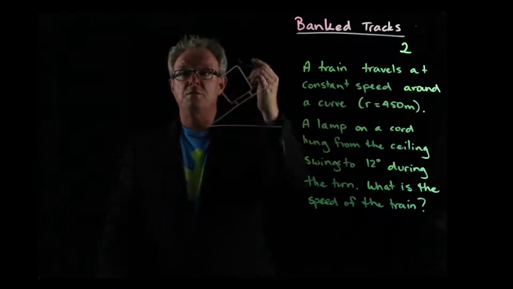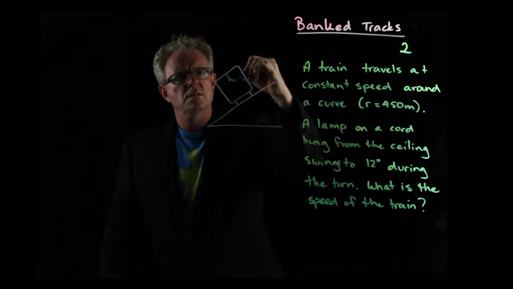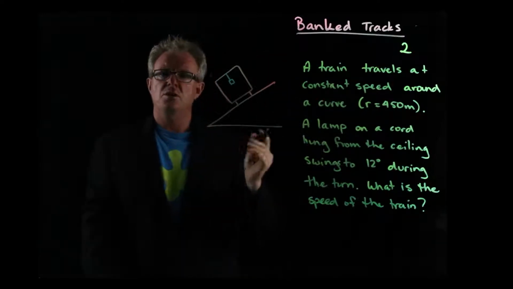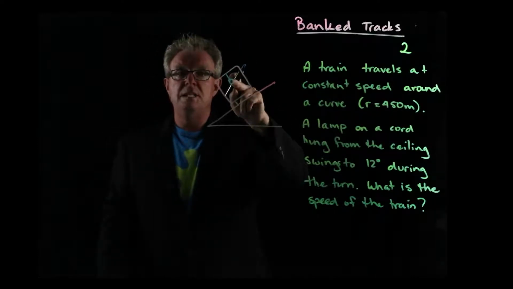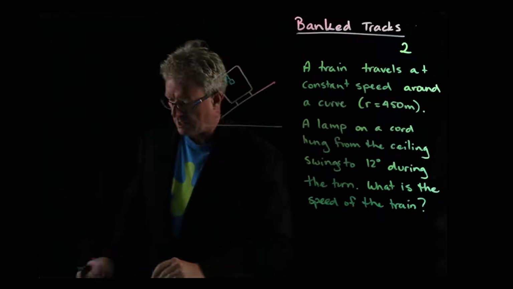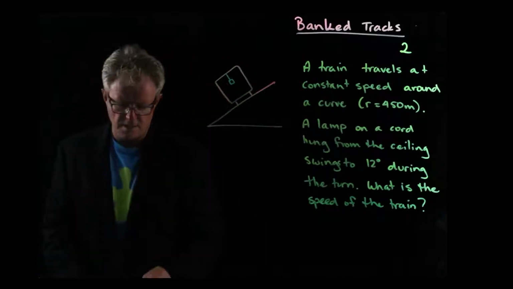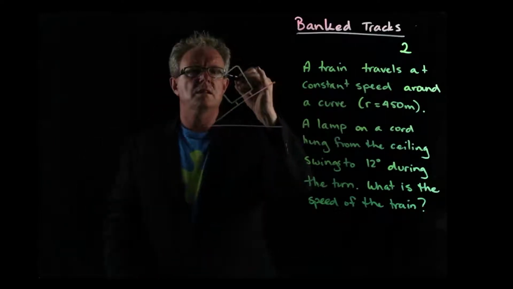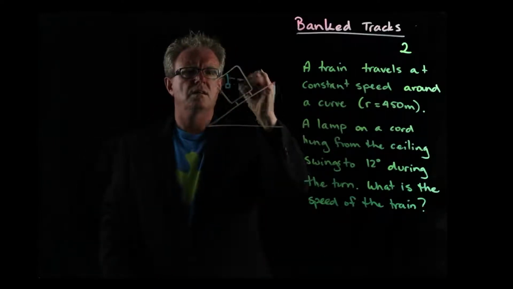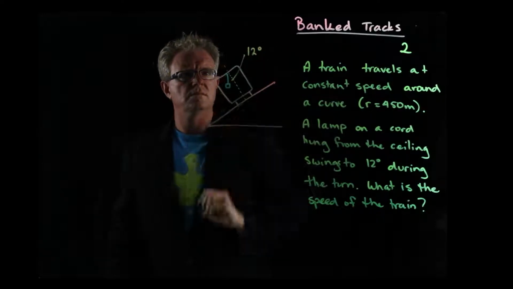And if something's hanging from the ceiling, you want to draw it like this. But then you've got to remember that it is being acted upon by gravity, so it's going to swing down straight. Okay, so let's add that in there. And we're going to say that's hanging down like that. That angle there is 12 degrees.